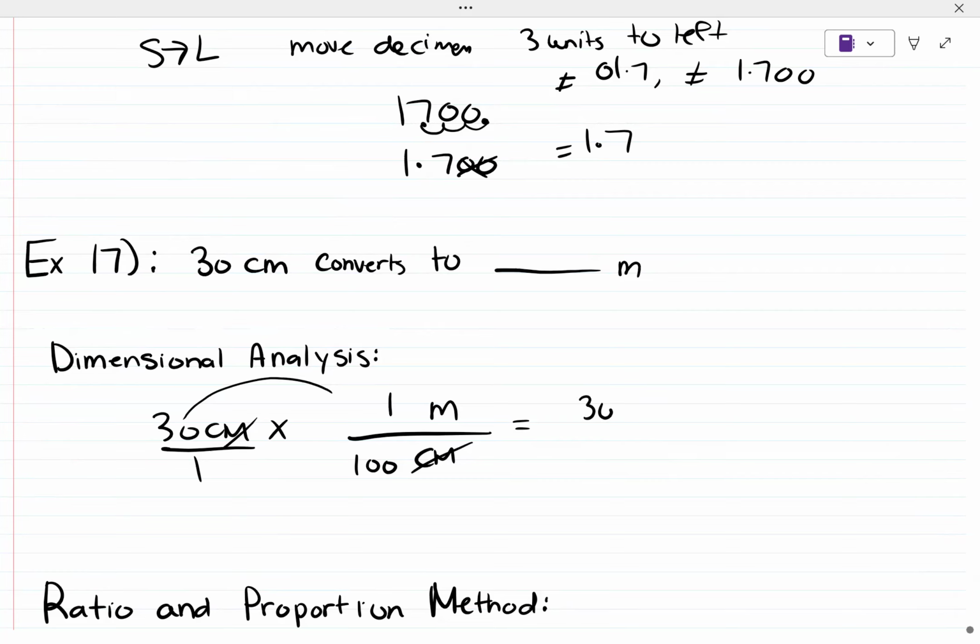So it's 30 times 1 over 1 times 100. So that's going to be 30 over 100, and that's 0.3 meters.